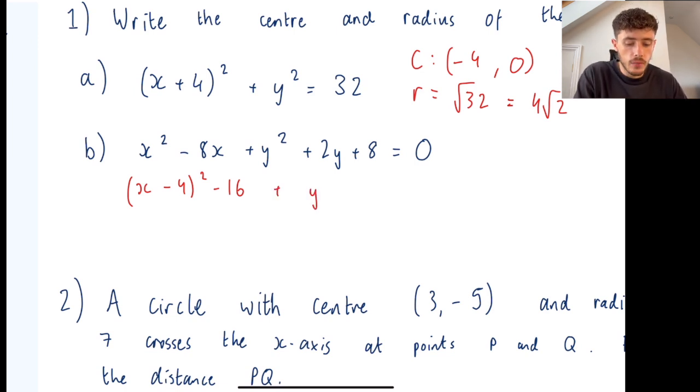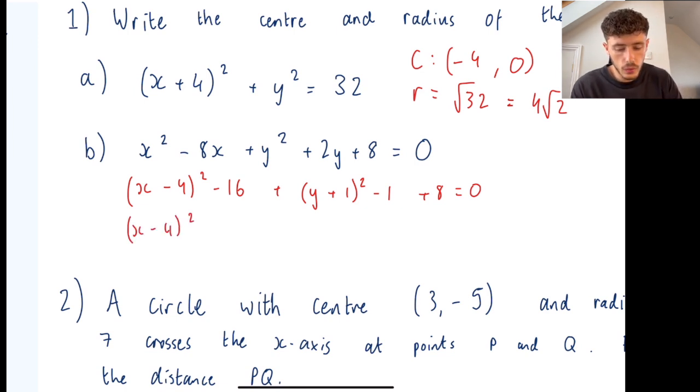And then we repeat the same for the y's, so it's y plus 1 all squared minus 1. And then we've got that plus 8 at the end equals 0. So you can see this kind of equation of a circle forming already. (x minus 4) all squared plus (y plus 1) all squared minus 16 minus 1 plus 8 is going to be minus 9. And we set that equal to 0.